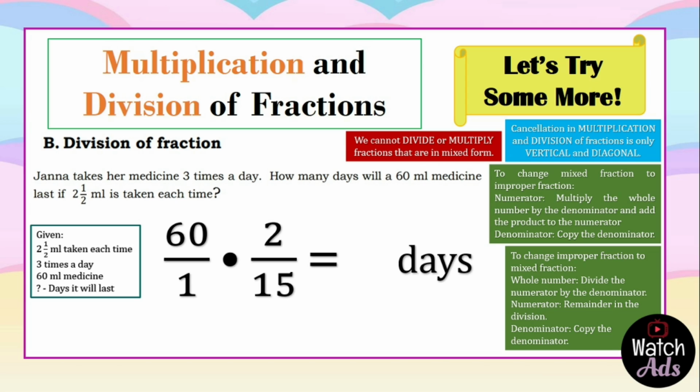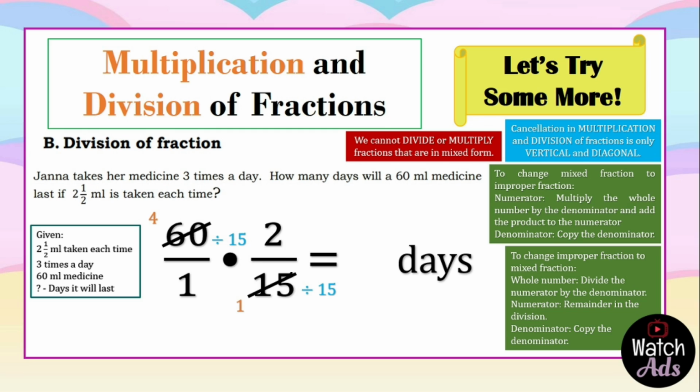Now we write it again. 60 over 1 multiplied to 2 over 15. Let's check if we can cancel out. I think we can cancel out 60 and 15 diagonally because they have a common factor. That is, the greatest is 15. Now 60 divided by 15 gives us 4. 15 divided by 15 gives us 1. I think that's easier to multiply.